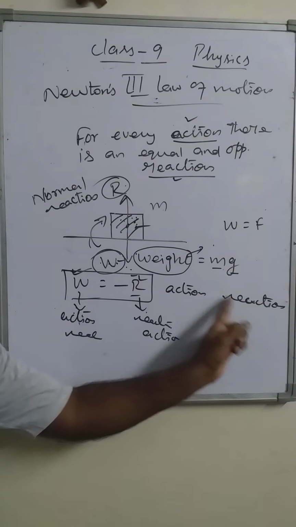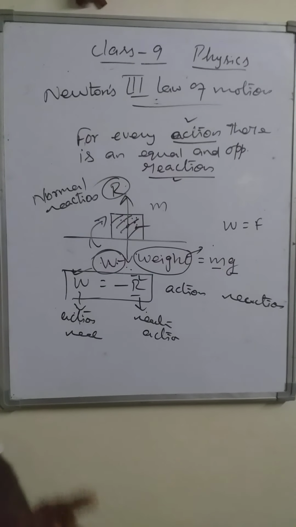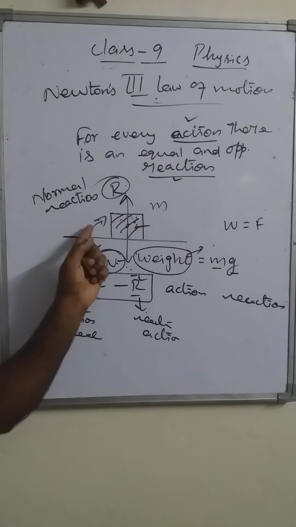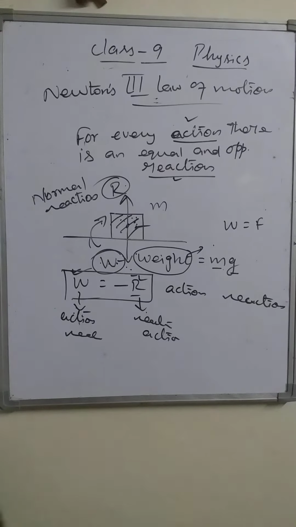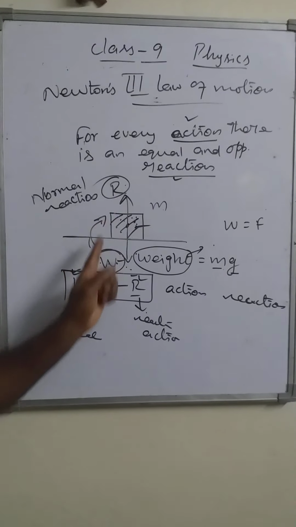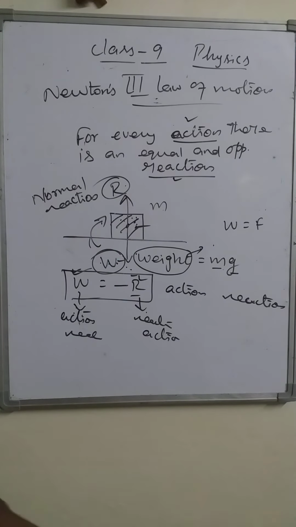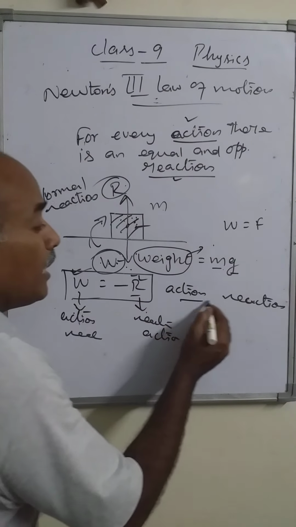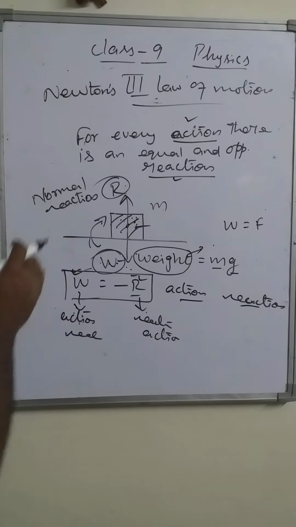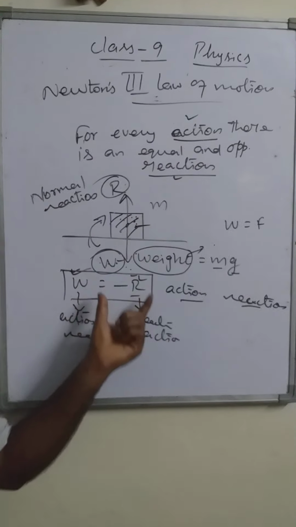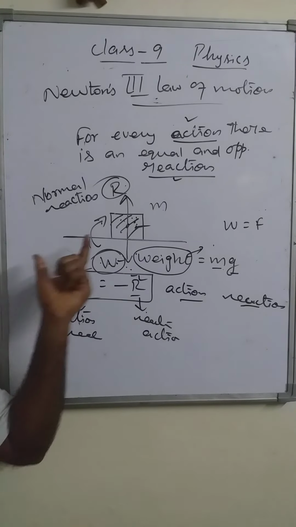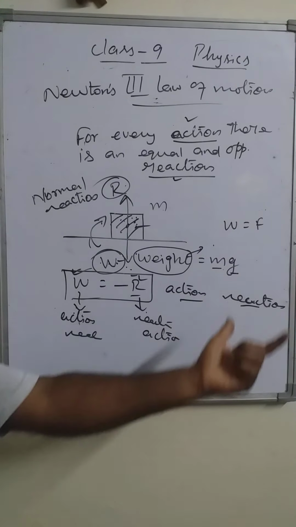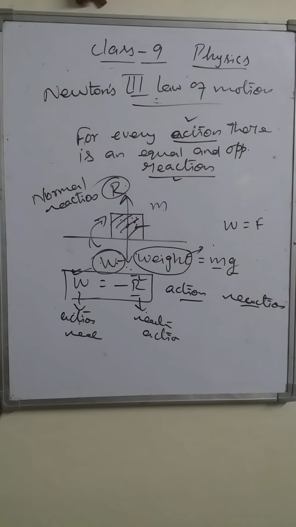So the action and reaction coming from different objects do not cancel each other. They are just balancing each other. Both are having the effect, but their effects are balanced. So this is how Newton's third law of motion is explained. And this Newton's third law is applied everywhere.